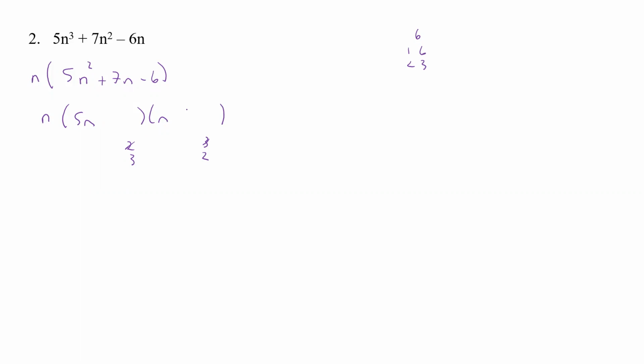And so I said the larger one had to be positive. So the larger one has to be here. The smaller one has to be here. That's just the negative 3n. So 10n minus 3n is going to be 7n minus 6. And we have still our n out front that we factored out. And so we are done with that factorization.